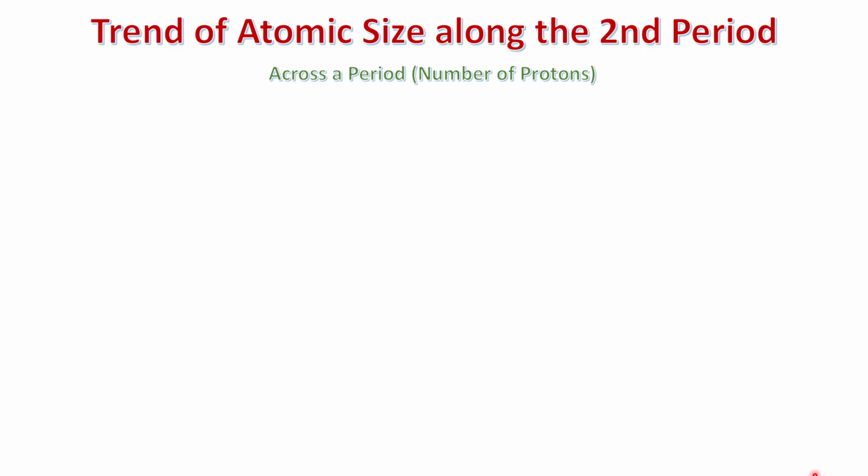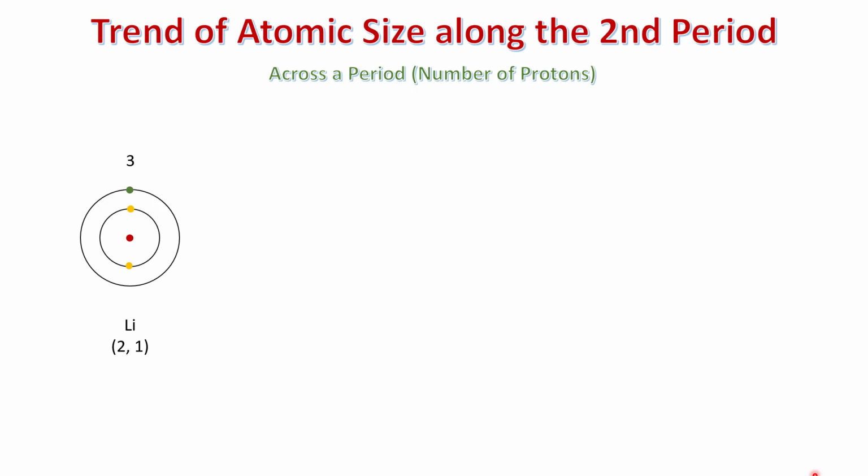We will discuss the trend of atomic size along the second period. When we start from the left side of the second period, there comes lithium with atomic number 3.